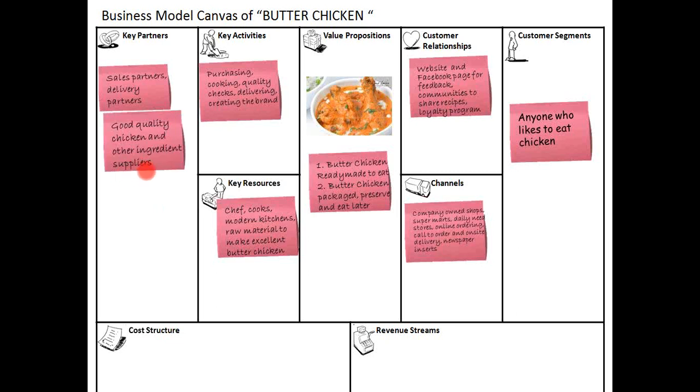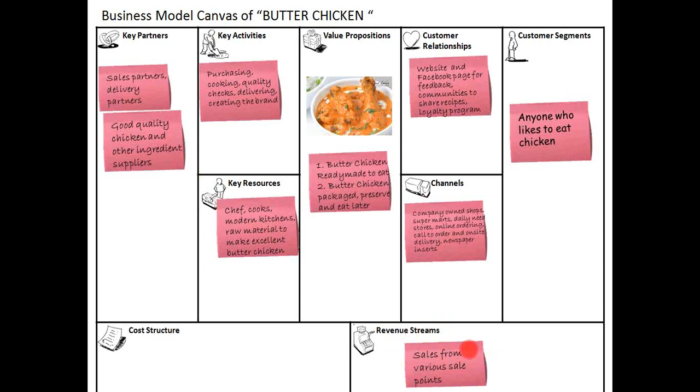I also need a set of suppliers who are going to give me good quality chicken, or paneer and other ingredients. So you typically want to tie up with a dairy farm maybe for the paneer, and with a poultry farm for the chicken, and they have to give you a constant supply of good quality chicken. You've got to be sure that the quality coming in is very good.